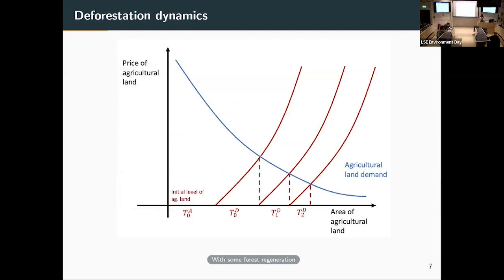So a way to think about the dynamics, ignoring the regeneration for now, is to visualize that there is some agricultural land demand, which we'll keep fixed for the moment. This depends on how much people want to consume agricultural goods and how productive land is. In each period, there's some initial level of agricultural land, and then there's a supply curve based on these increasing marginal costs that will determine an equilibrium level of deforestation that sets a new initial level of agricultural land. So in the following period, the supply curves keep shifting.